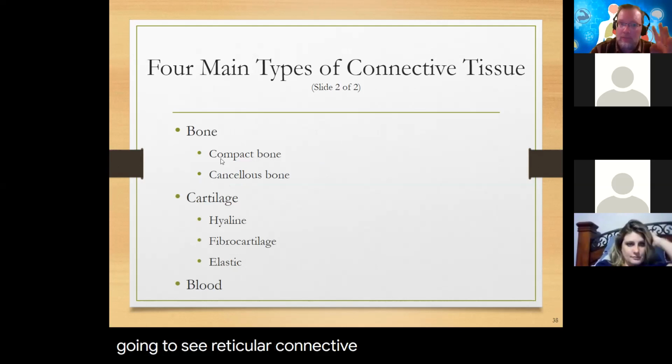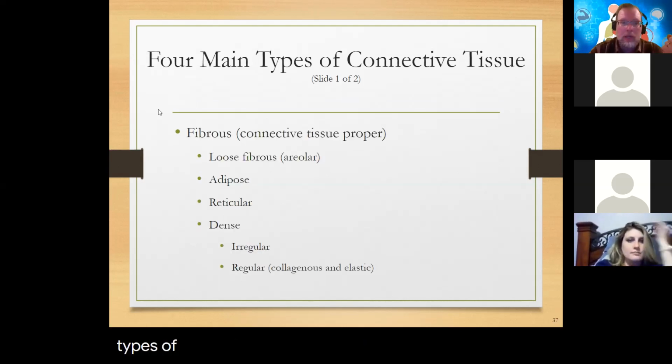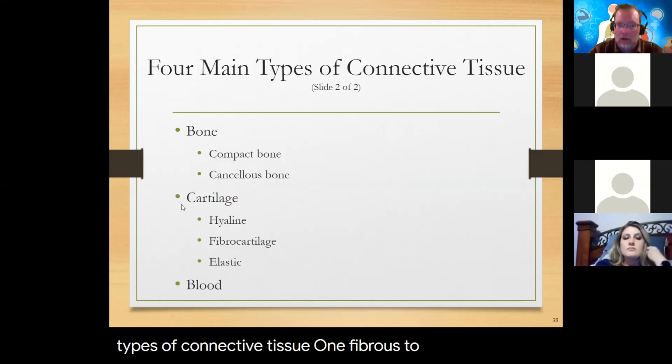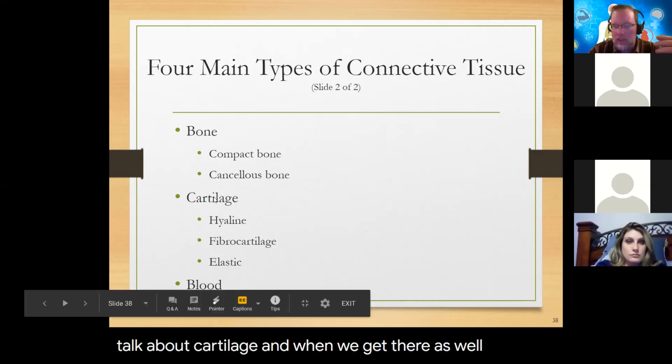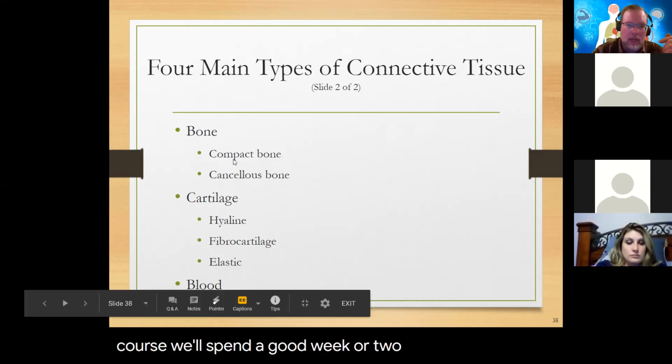So anyway, 4 types of connective tissue. 1, fibrous. 2, bone. 3, cartilage. And 4, blood. We spend 2 weeks on bone. We'll talk about cartilage when we get there as well. And then blood, of course, we'll spend a good week or 2 on that later on.